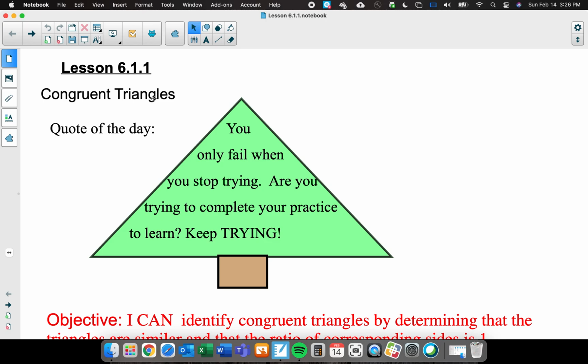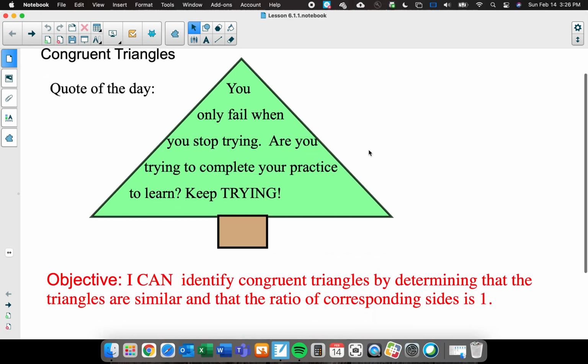Okay? Mr. Kunin's quote of the day today: "You only fail when you stop trying." Are you trying to complete your practice to learn? Keep trying. Okay? Just keep working. Perseverance is kind of one of the things we're always looking for.